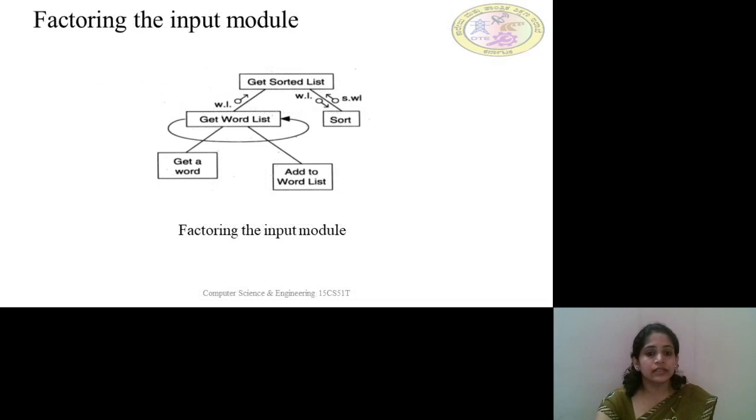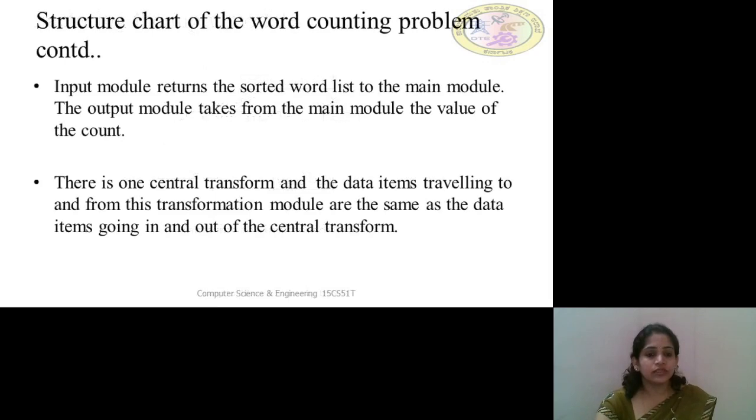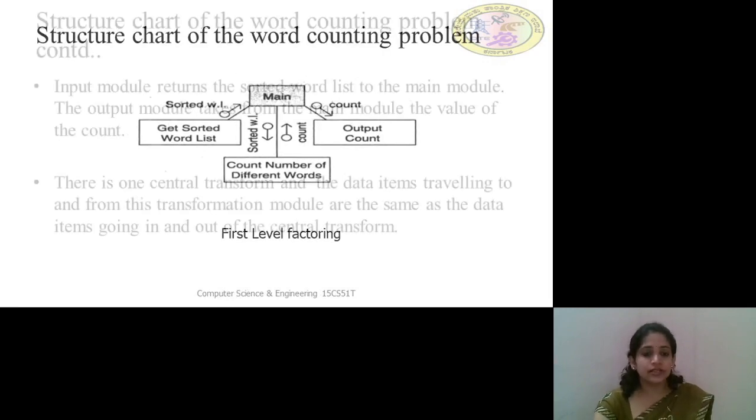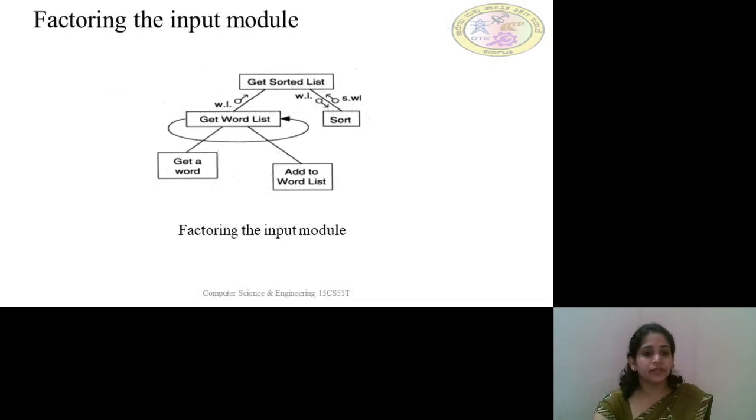Now, factoring the input module. If you look at the diagram, when we did the factoring of the main function, we got get sorted list as an input module. For simplicity, again we are factoring the input module because it is a little complex. Again we can reduce it to a lower level. See, get sorted list is an input module.